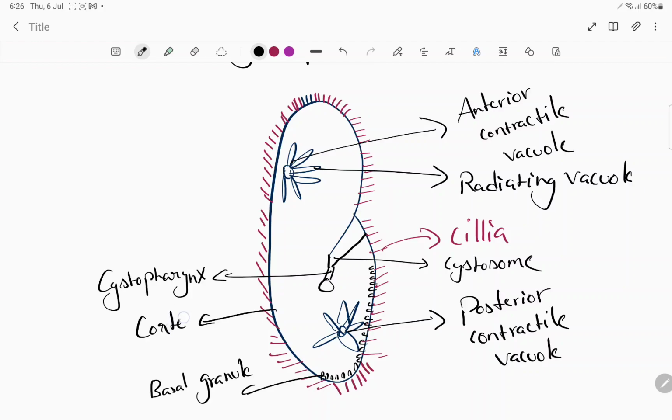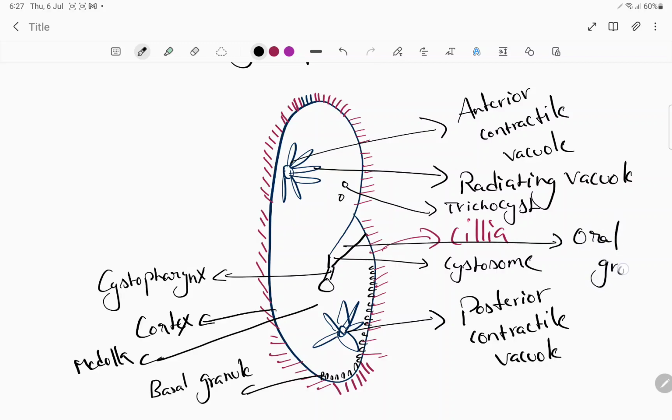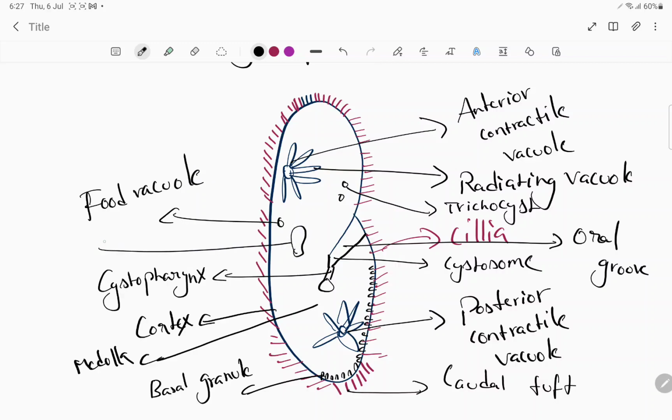Here we have the cortex, and the inner part is the medulla. We have the trichocyst, and this is the oral groove. This is the caudal tuft. These are the food vacuoles. And we have the macronucleus, and nearby you have the micronucleus. These are the things regarding paramecium.